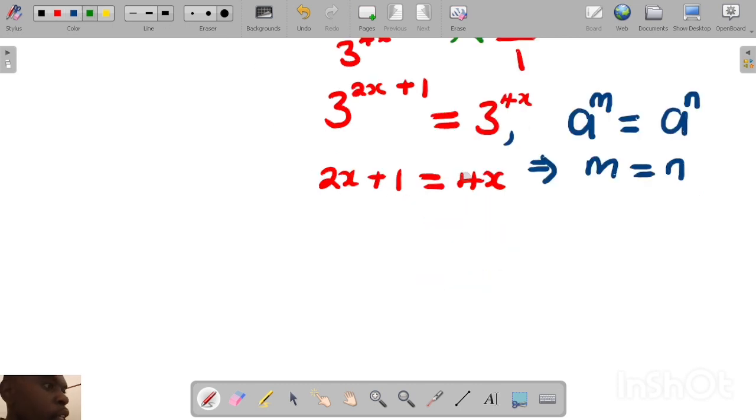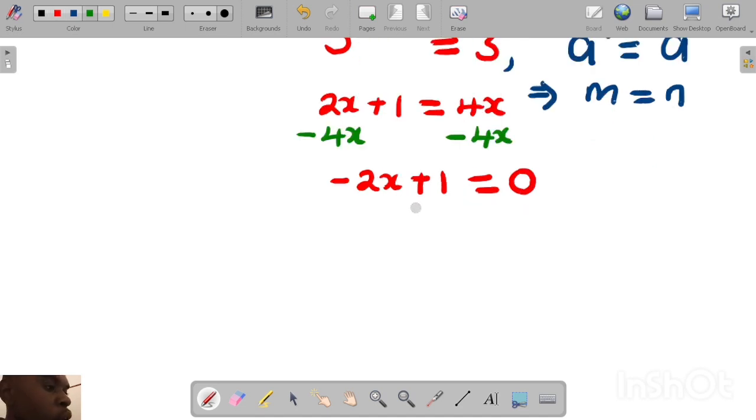At this stage we collect like terms together. Let this 4x come to this side where there is another x. We remove this 4x by additive inverse. Since it is positive 4x, we subtract 4x. What we do on the right, we also do on the left. So we have 2x minus 4x, which is negative 2x, plus 1 is equal to 4x minus 4x, which is 0.